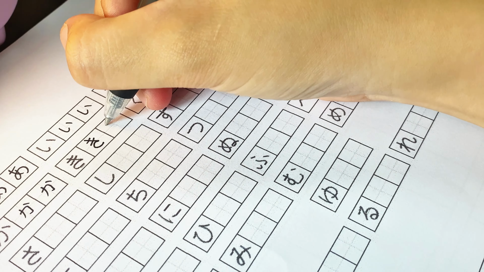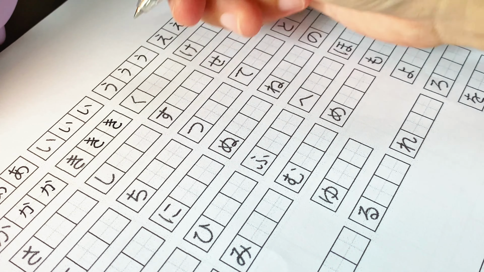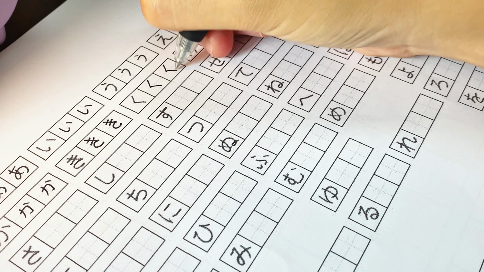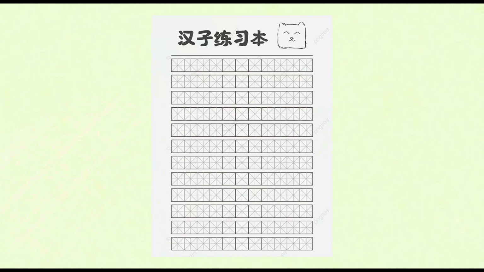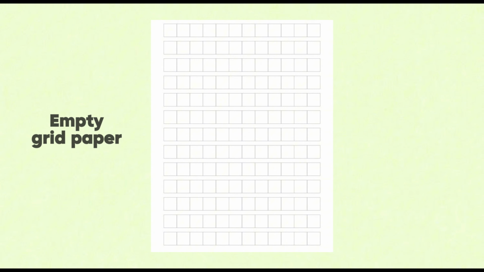One of the best ways to improve is using grid paper, as the grid lines help keep your characters or letters proportional. When I started with Chinese and Japanese, I first used 米字格, called rice grid paper, then field paper, then switched to empty grid paper, and eventually lined paper.